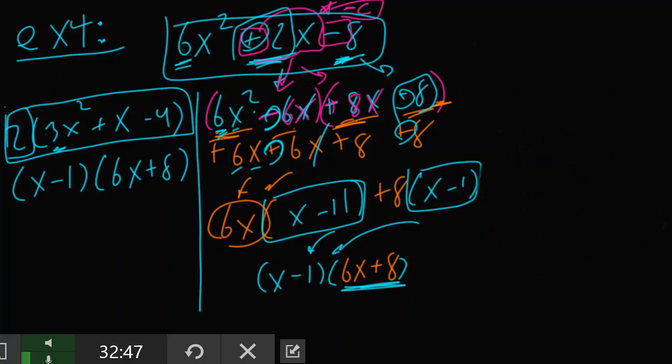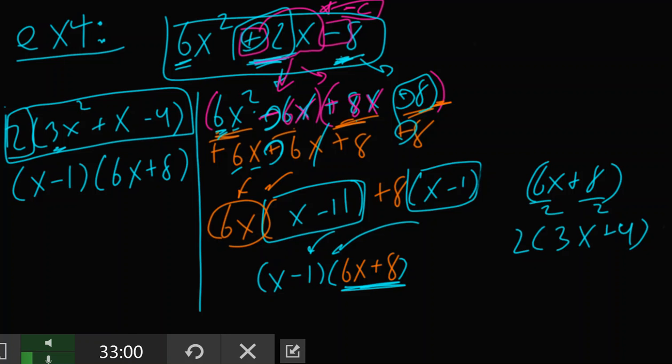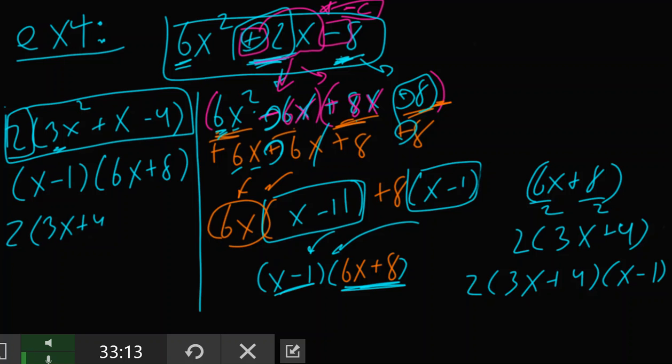This factor right here, 6x plus 8, could actually have a 2 pulled out of it, so we could write it as 2 parentheses 3x plus 4. I just divided both of those by 2, and so that becomes 2 parentheses 3x plus 4, and then we put this other factor back over here, x minus 1, so we could also write this as 2 parentheses 3x plus 4, and then x minus 1. You'll notice something, 3x plus 4 and x minus 1, those are the factors of that guy right there, and we just have the 2 on the outset.